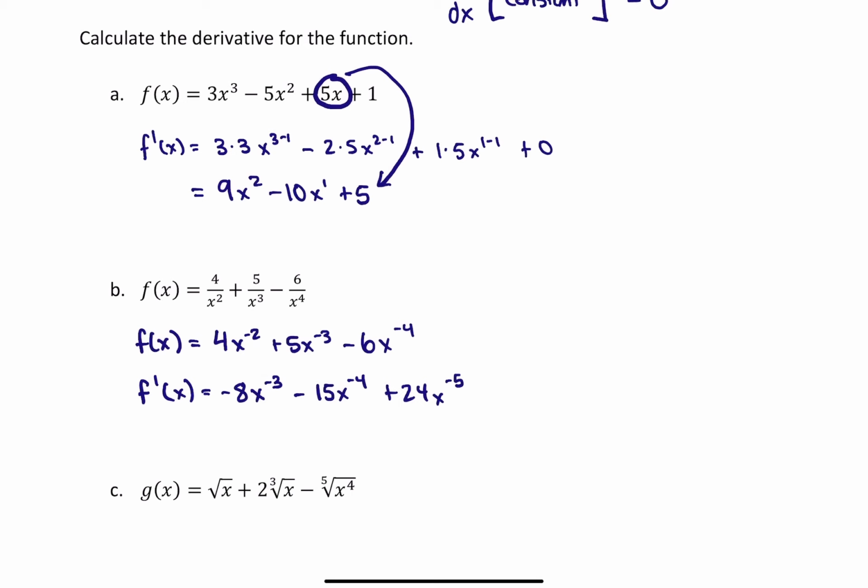Now, if you wanted to rewrite this without negative exponents, we would get negative 8 divided by x cubed minus 15 divided by x to the fourth, and then plus 24 divided by x to the fifth. From here, if we wanted to do things like find the equation of a tangent line or find the equation of a normal line, a line perpendicular to the tangent line, we just substitute in the values and write the equation of the line as necessary. So we won't do that in this video. We're just concerned with the mechanics of how we derive a function.